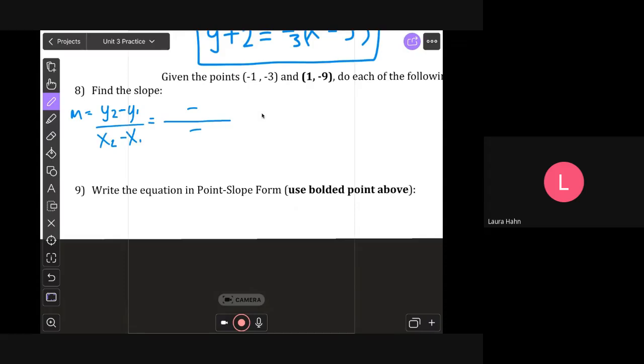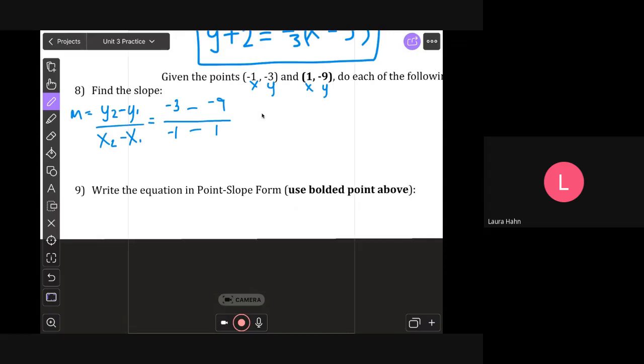I go in order, so I'm using my first point. Identify the x and the y. So y rises, so my -3 y value goes on top. The -1 x value has to go below it. All right, let's move on to my second point. Identify your x and your y. The y value rises, so that -9 goes on top. The x value of that 1 goes on the bottom.